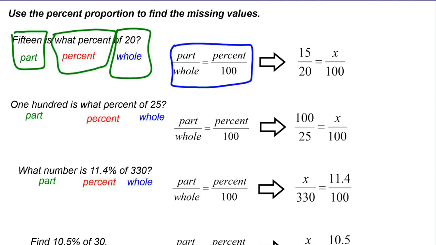Now we have our proportion, and then we can use all of the strategies that we know to solve this proportion. There's a nice horizontal relationship here. 20 times 5 is 100. So 15 times 5 will tell me what my percent is, and 15 times 5 is 75. So this is 75%. So 15 is 75% of 20.